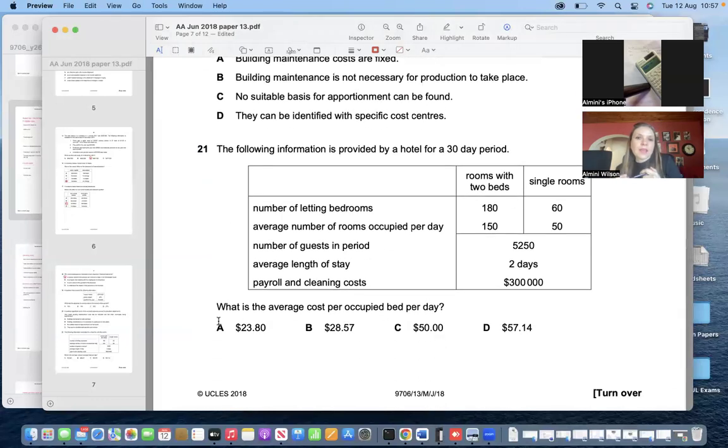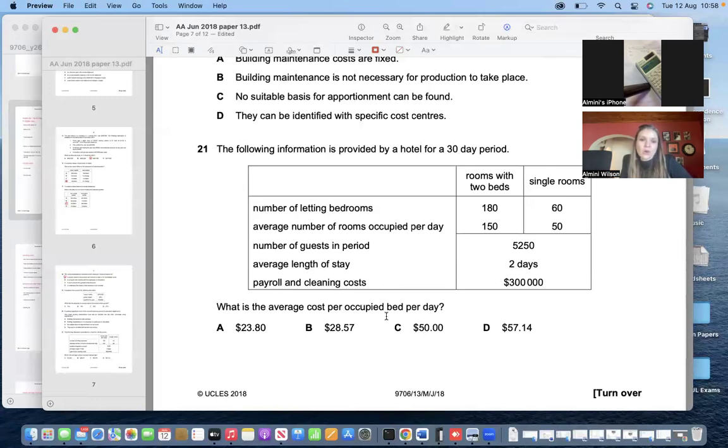Then 21, the following information is provided by a hotel for a 30-day period. So here your math brain needs to be switched on. What is the average cost per occupied bed per day? So you must remember what things are available here. There are 180 rooms with 2 beds and 60 single rooms. This is your average occupancy per day, the number of guests in that period, and average length of stay is 2 days. Your payroll and cleaning cost is 3,000.